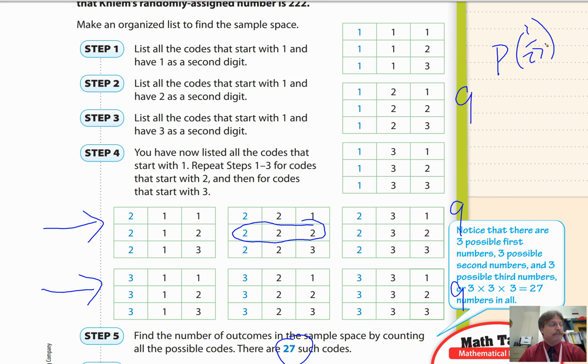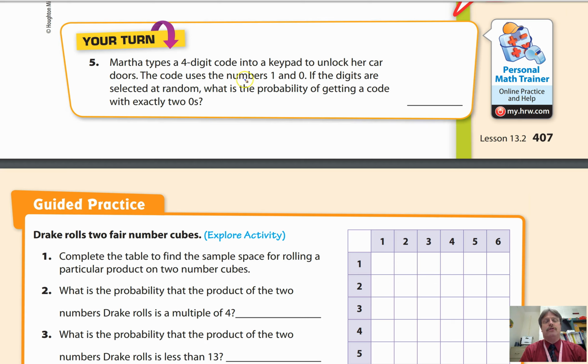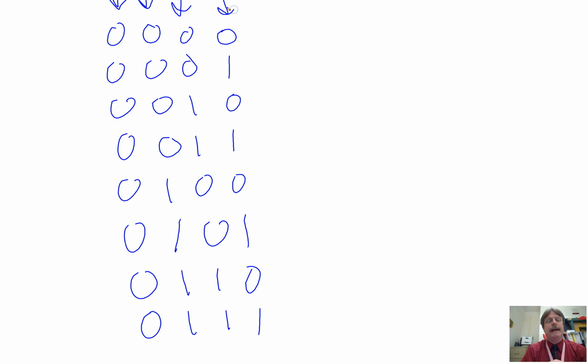Here in the Your Turn, Martha types a 4-digit code into a keypad to unlock her car door. The code uses the numbers 1 and 0. If the digits are selected at random, what's the probability of getting a code of exactly 2 zeros? What I did was create the start of this. It said a 4-digit keypad, so here are the 4 positions. I just started putting in my numbers. Again, they're only using 0s and 1s. The first one I put in is one combination, the next one is another combination, and so forth.